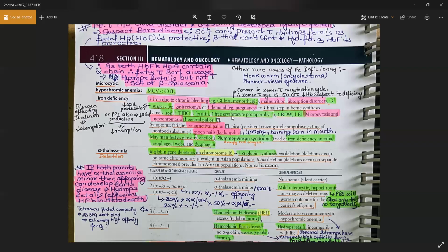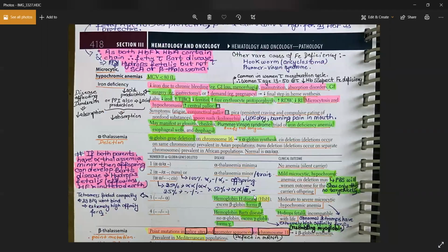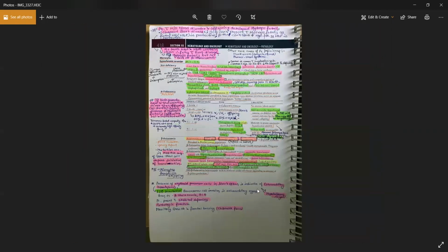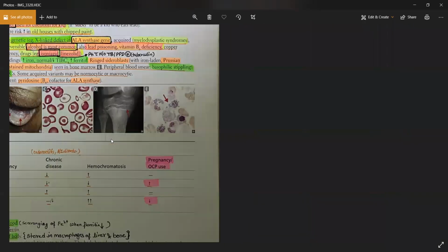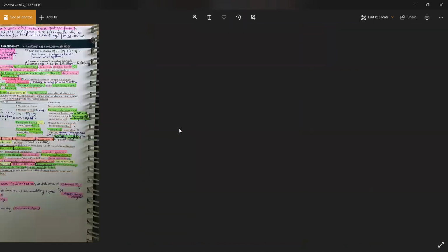Okay, in case of hypochromasia, you will have a very large central pallor. They haven't shown it here, I think. This is the hypochromia, you can see, right? The central pallor of the RBCs is increased. Okay, this is how you see the microcytic hypochromic anemia in the PBS.